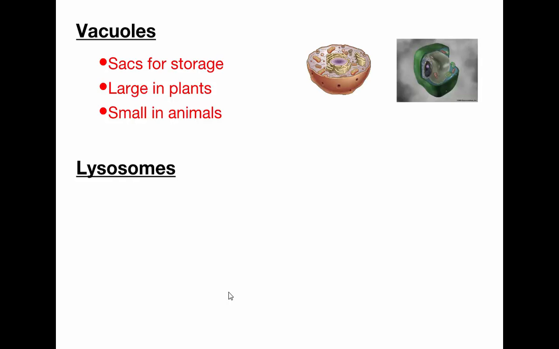Here's a picture of a plant and an animal cell. Which is the plant cell? Robert? The one on that one? Which one, right or left? The right one. Yes, this is a plant cell.